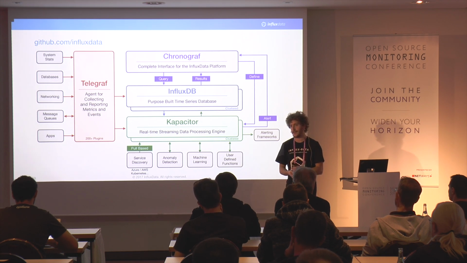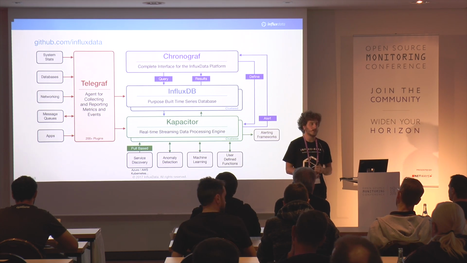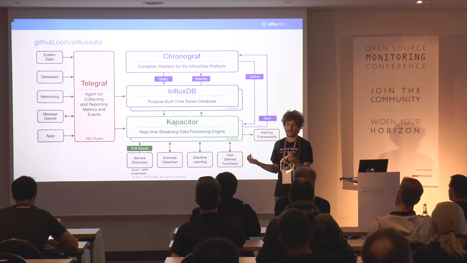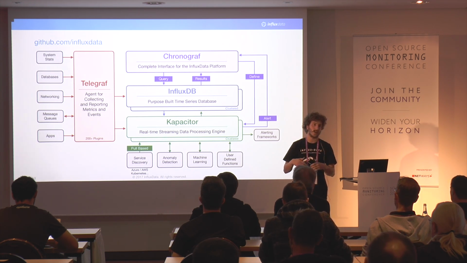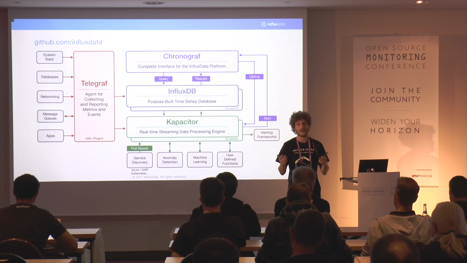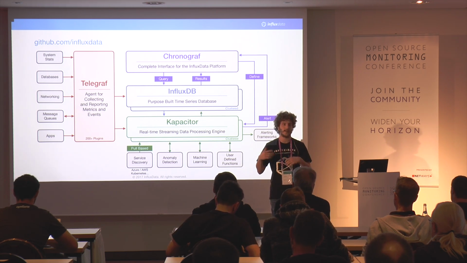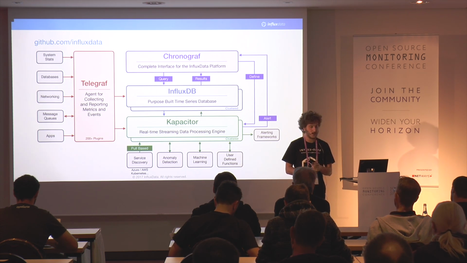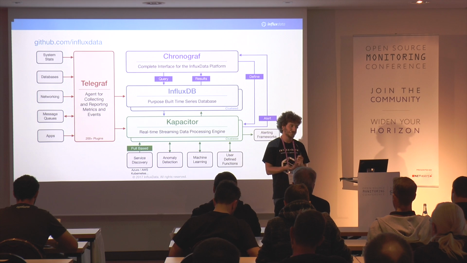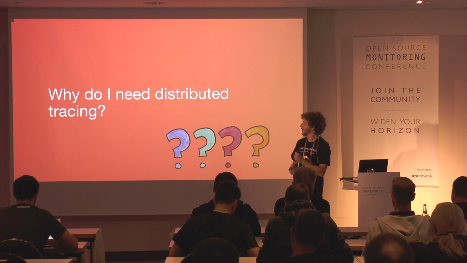Chronograf is an alternative to Grafana, to what we saw, and it's a dashboard. Other than providing graphs, it also helps you to visually manage the whole TICK stack. So you can build alerts, or you can see where your Telegraf agents are, and all this kind of stuff. But it also works with Grafana, so play with what you want.